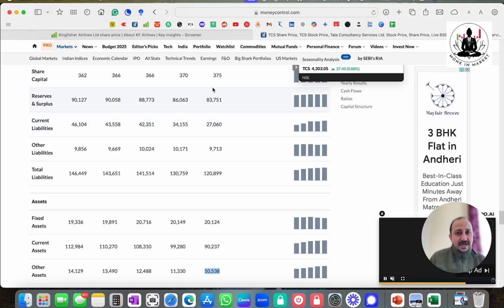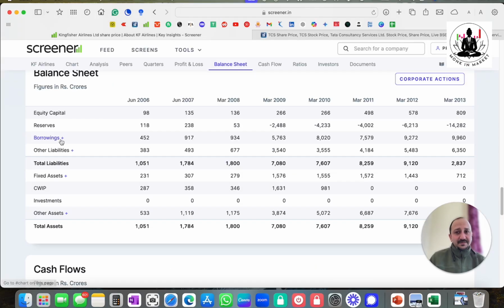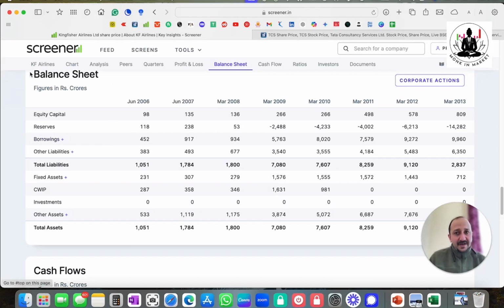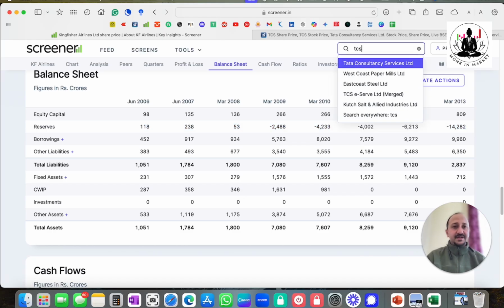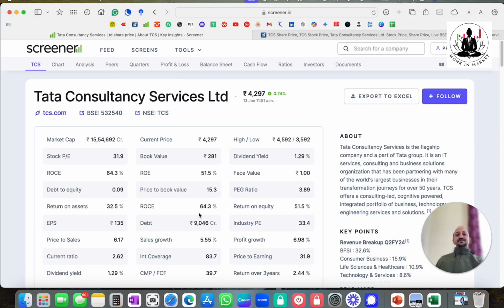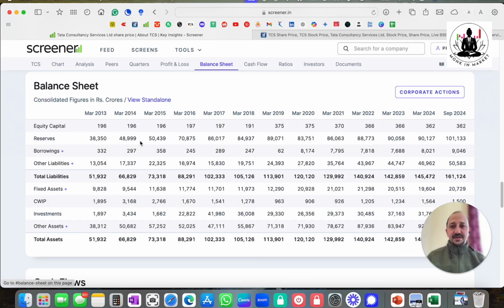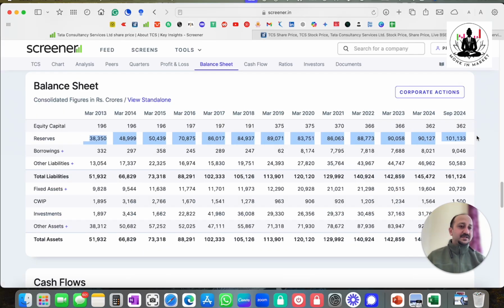So this is how we have to do the research, guys. If you are not using Moneycontrol, Screener is also a free website. You can use the same concept over here. In the Screener, the reserves should be increasing. For Kingfisher, it was decreasing, right? So let's open TCS over here itself. TCS. Now balance sheet. Let's see. Reserves were increasing. Absolutely, they were increasing. It's a tick, it's a thumbs up, right?